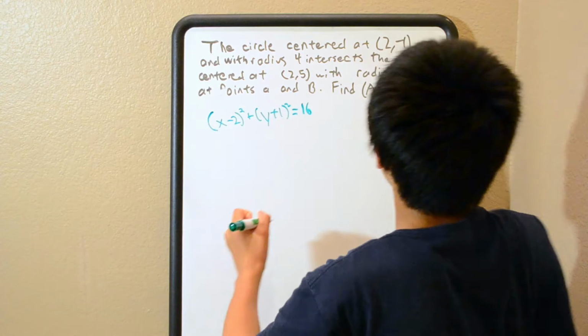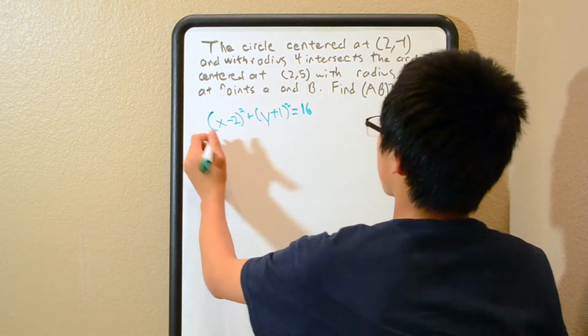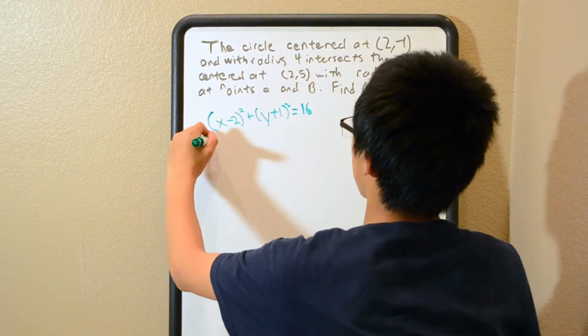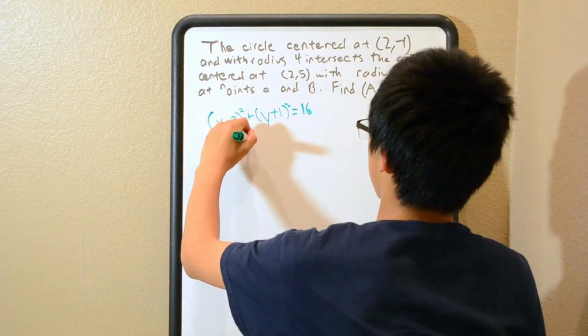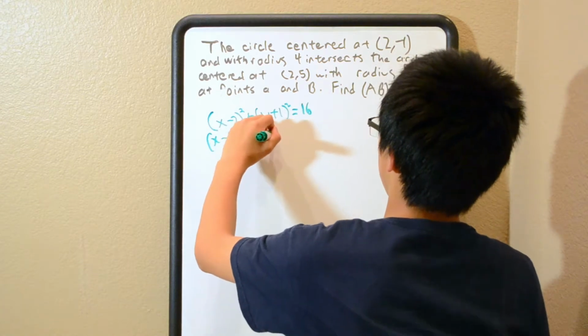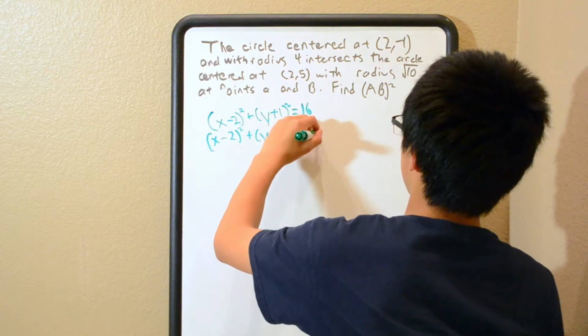Let's do the same thing for the second circle with the point (2, 5). So (x - 2)² + (y - 5)². Square the √10 and we get 10.